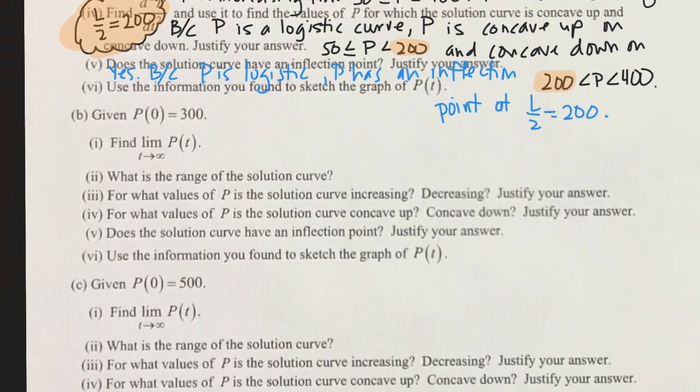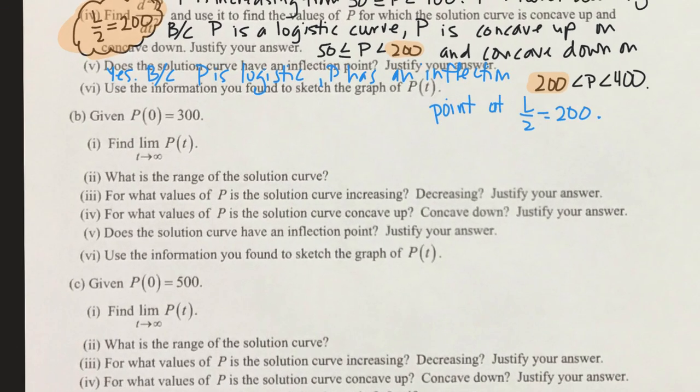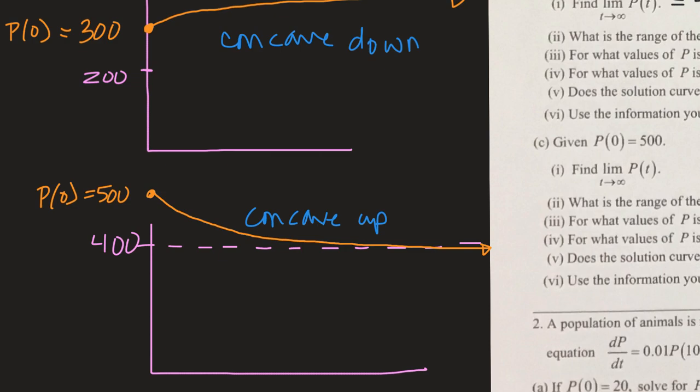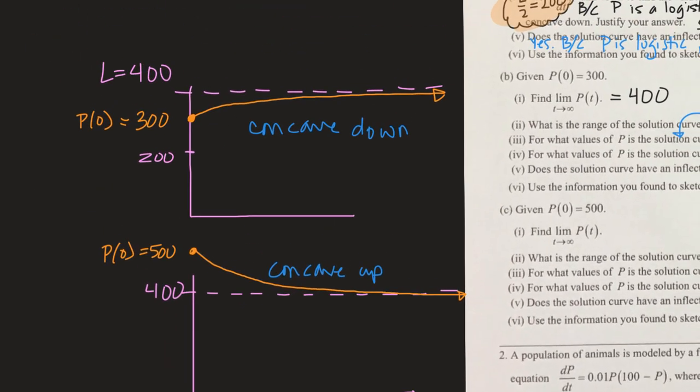The next two ask, what if we start with a different initial population? What changes then? Let's talk about it. So here are the graphs of our next two problems. We start at 300, which is above the midway point, above our point of inflection. So no points of inflection. Our graph is always increasing, and it's always concave down, because our population is above the point of greatest growth for our L of 400.